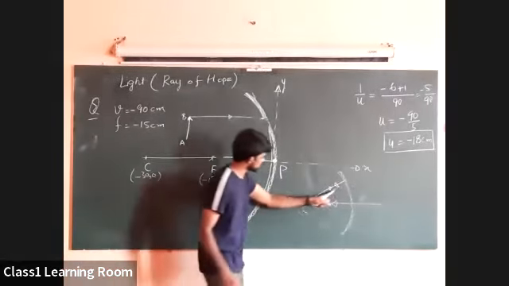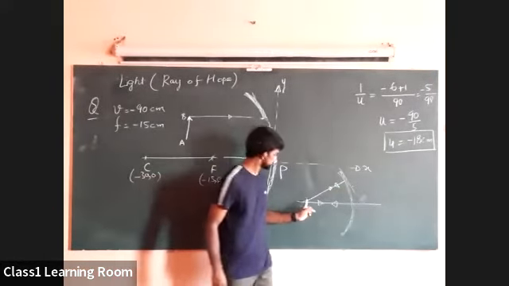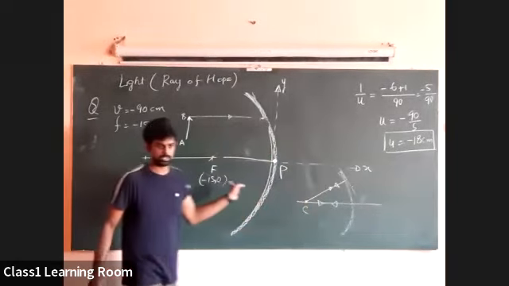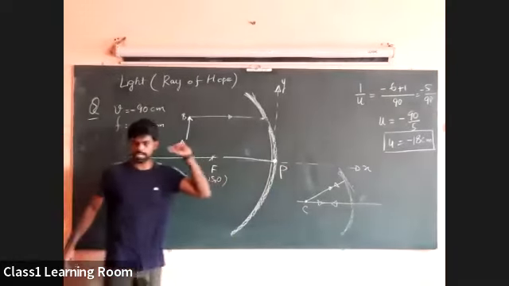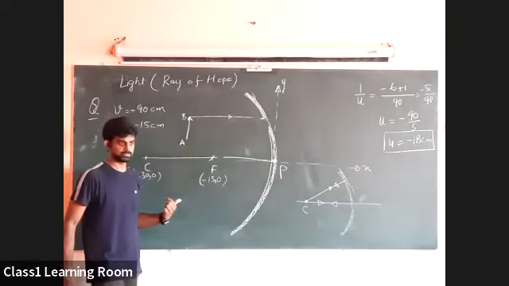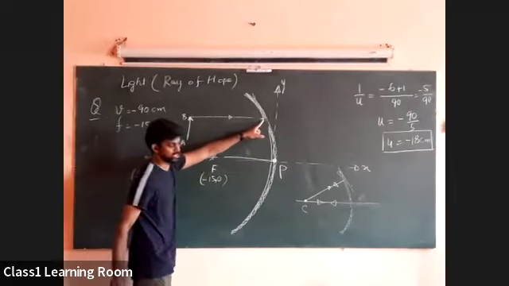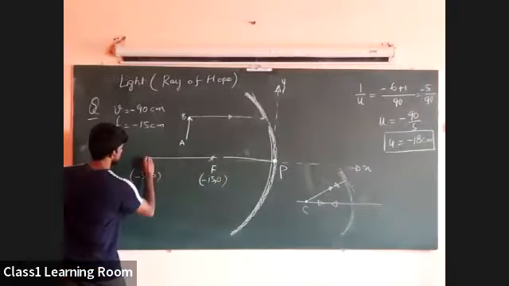So what does that mean? This is always normal. Any light ray coming from the center of curvature will form the normal. So this line is always normal. A light ray falling along the normal will return on itself. So the first ray will go there and strike here, then you will draw the normal. How will you draw the normal? From here.